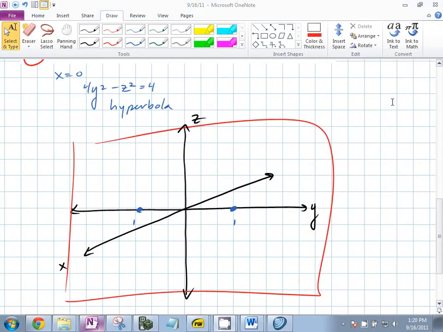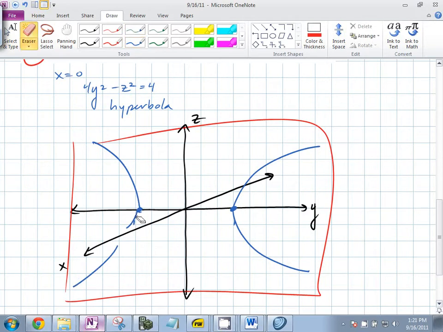So you could literally plot some more points if you wanted to, and if you recognize that this is a hyperbola, what does a hyperbola look like? Goes out like this. Vase with a V, like this. Okay, so that's that cross section right there. What other cross section could we do?